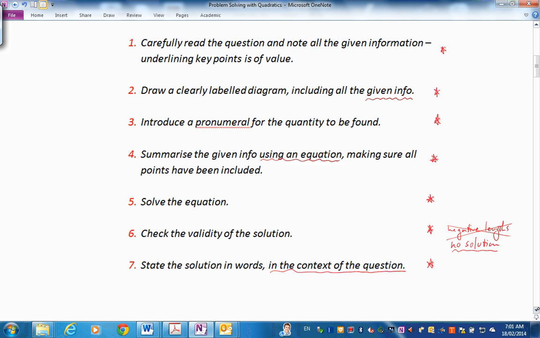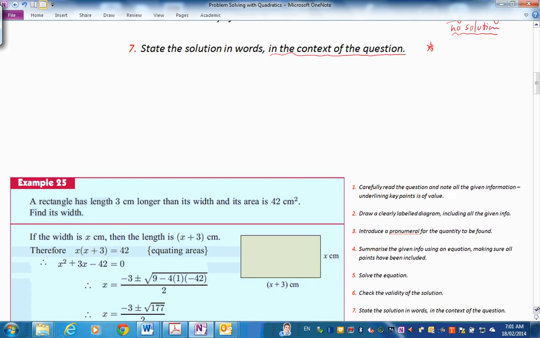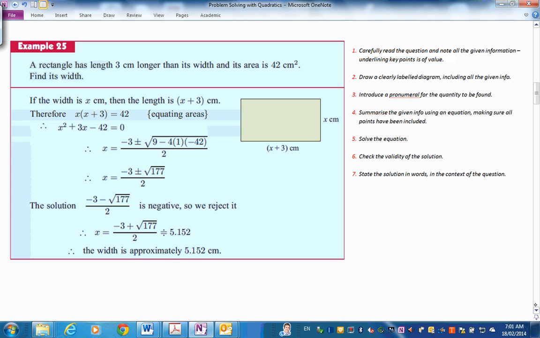Let's get started and see what you think. And so here's the first problem here. Okay, a rectangle has length 3 centimetres longer than its width. Okay, hang on, we better do this. 3 centimetres longer than its width. Its area is 42 centimetres squared. Find its width. Okay, here we go.